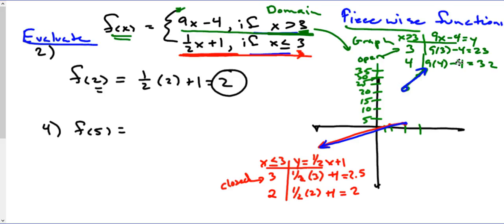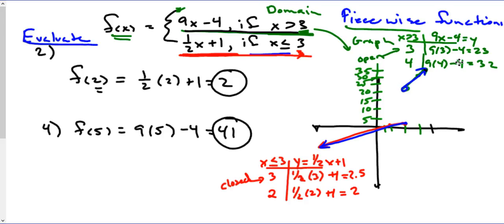We then go to 5. Well, 5, go over here, 1, 2, 3, 4, and 5. Well, 5 is going to be using the top function. It's going to be up here. So we're going to use the top function because 5 is greater than 3. We're going to use 9 times 5 minus 4, which is going to be 45. 45 minus 4 is 41, and that's going to be our solution to that one.